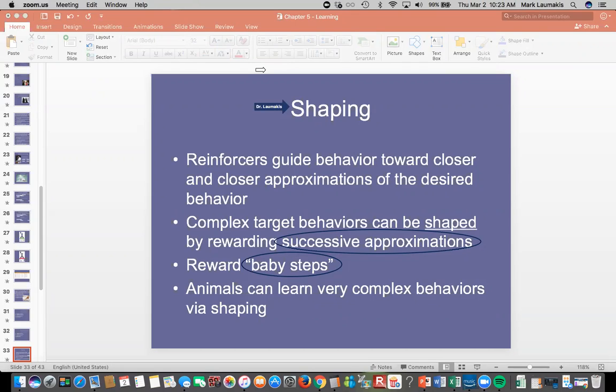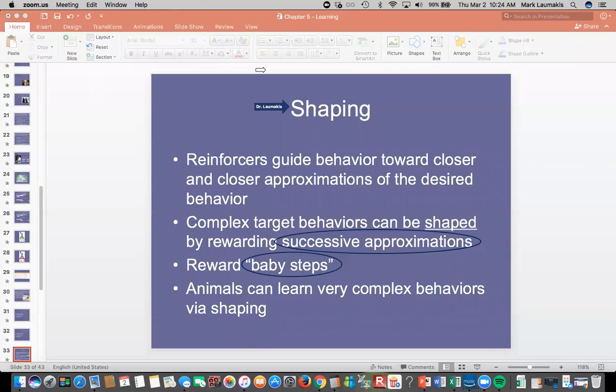If you're an English teacher teaching 6th graders how to write a 2-page paper with an introductory paragraph and 3 paragraphs in the body of the paper and a final conclusion paragraph, if you wait for them to do that on their own, you might be waiting a long time. What you can do is shape their behavior and reward each of the little steps along the way. Does that make sense?